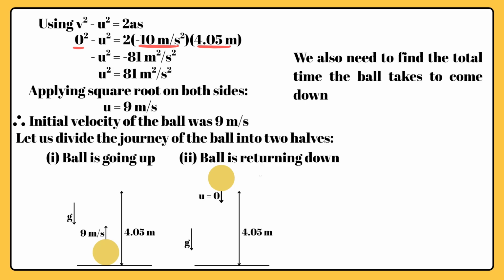The reason why it is important to break down the journey of the ball into two parts is because of the direction of acceleration. In the first part, the ball is moving upwards, but the acceleration due to gravity is always downwards. So in the first case, the acceleration of the ball is minus 10 meters per square second. In the second part, the ball is coming downwards and the acceleration due to gravity is also downwards. So the acceleration of the ball is plus 10 meters per square second.